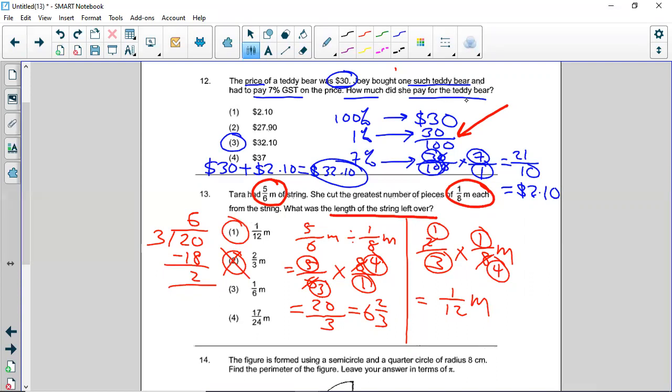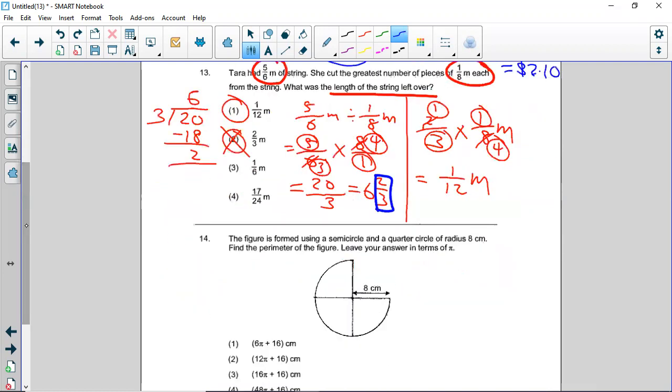You just take 2/3, okay, take the 2/3 and you multiply by how long is one piece to get the leftover. Yeah, got it? Okay, question 14. All right, question 14, and okay, circles. So we will go through circles.